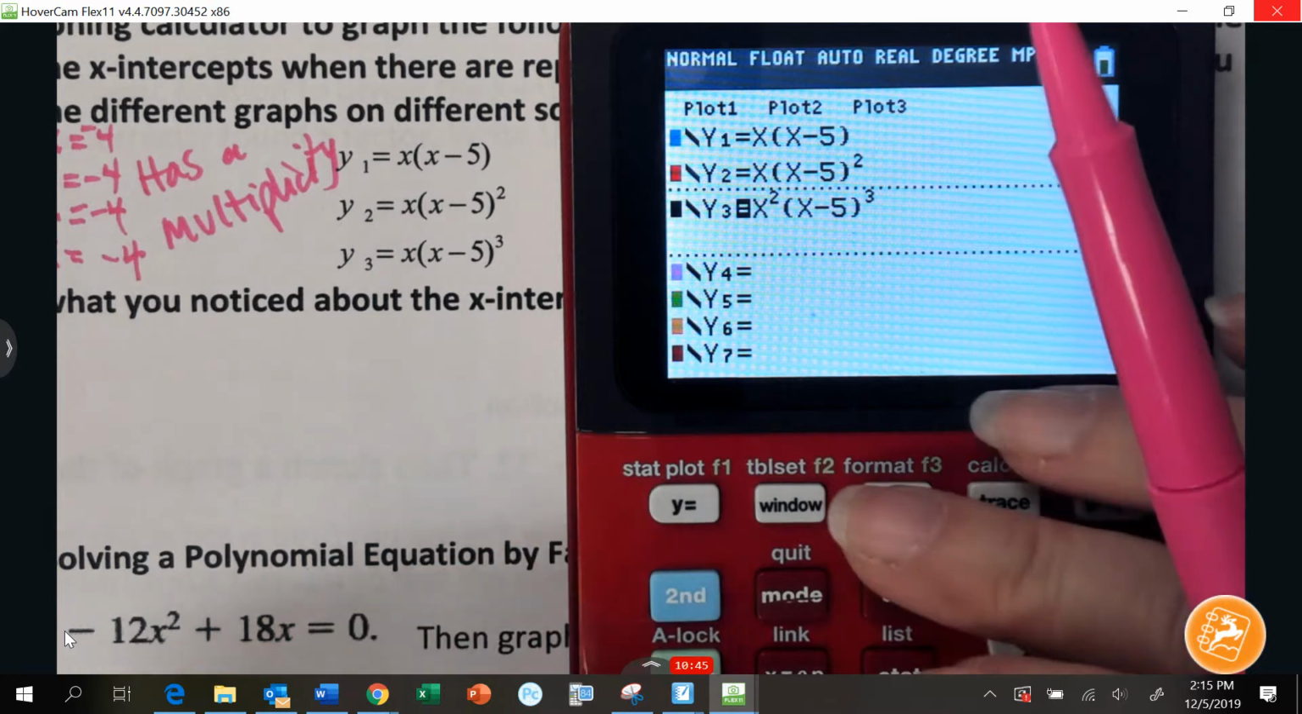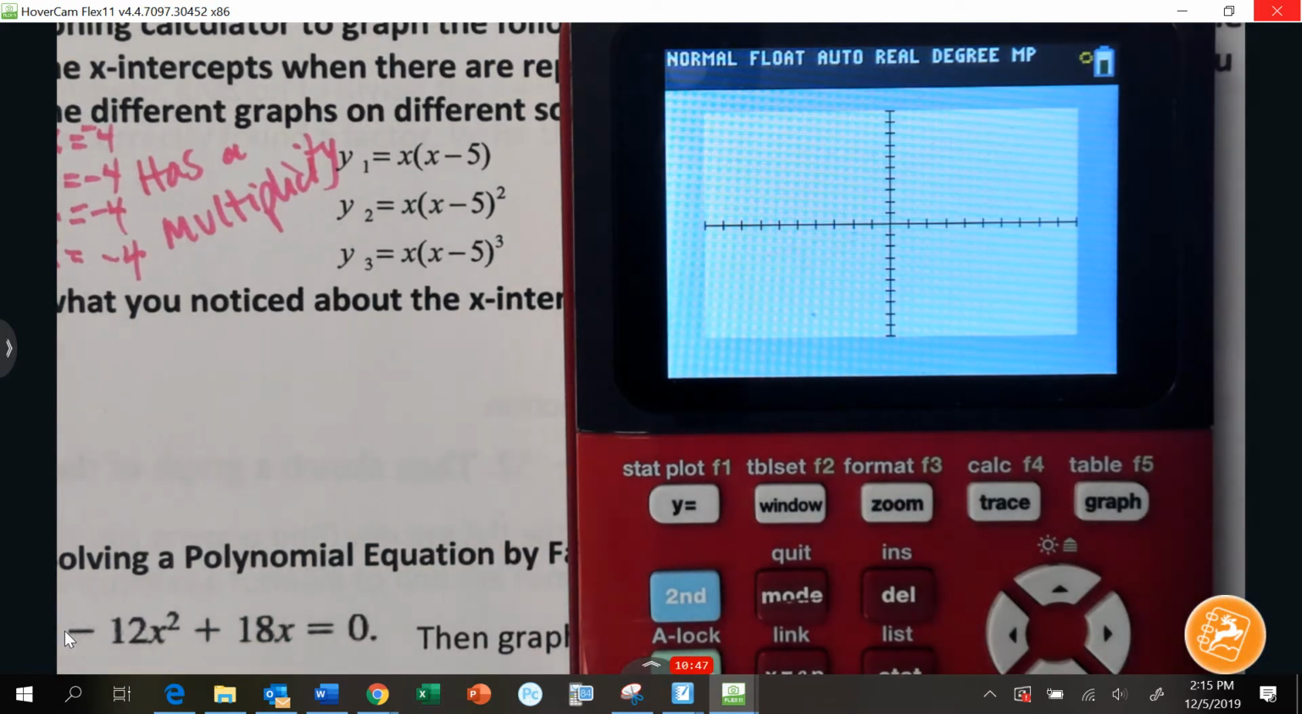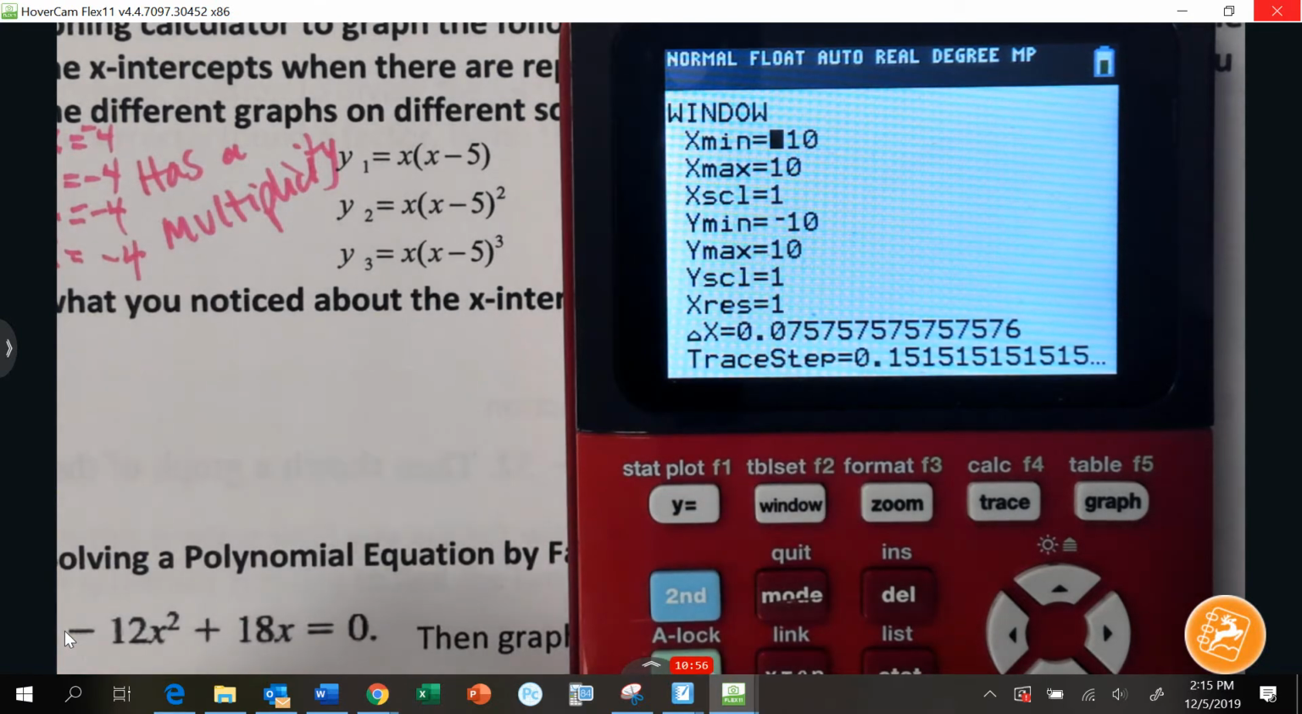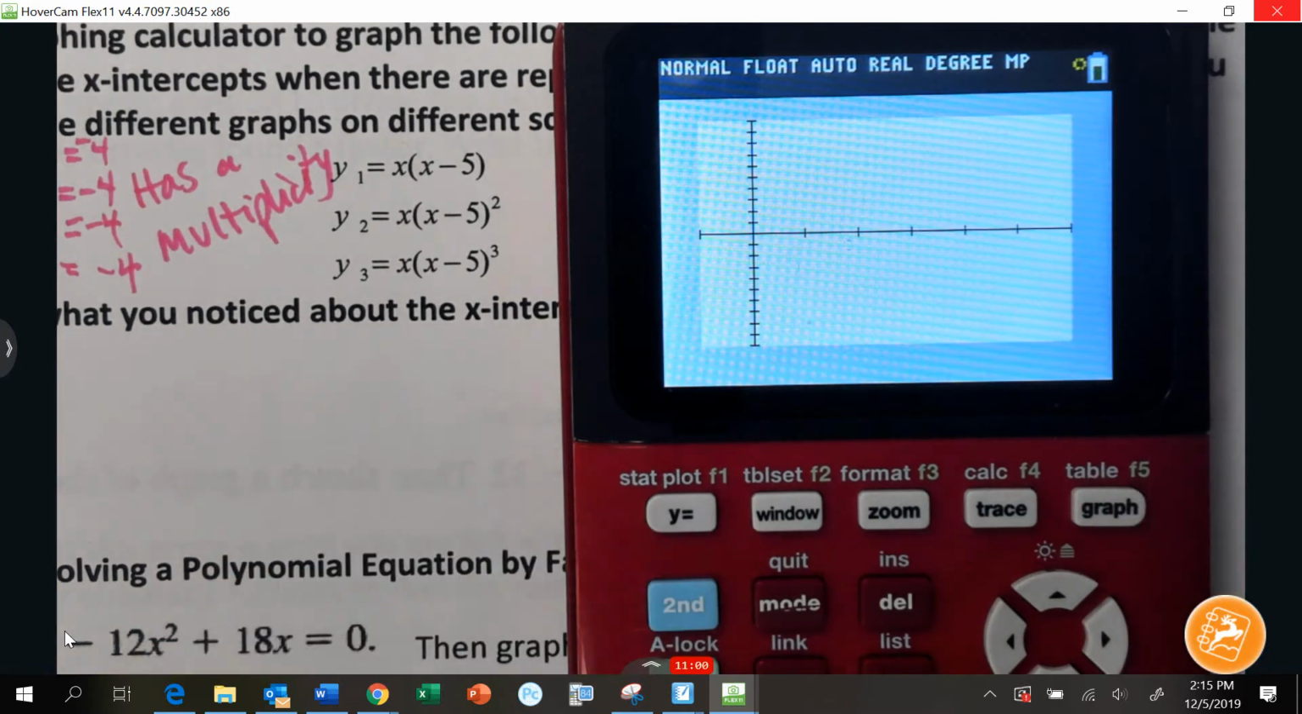Or you haven't hit zoom? I can always change it if we can't really see it very well. I mean, it's not too bad. I'll change my window. I think the window will help a little bit. There you go. I changed my window a little bit. So you can't see the whole graph right now.